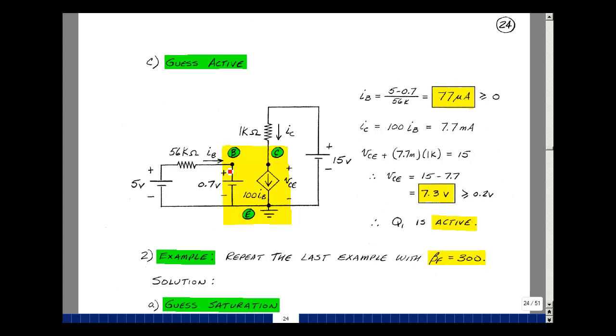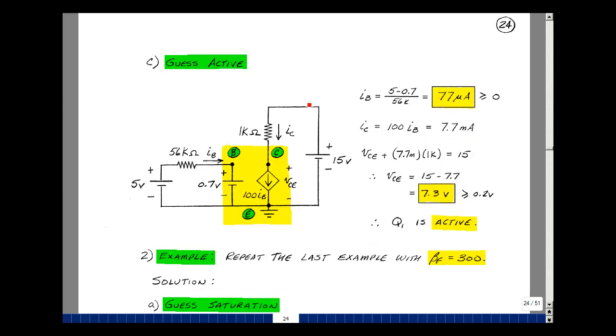We have (5 volts minus 0.7) divided by 56K, which is 77 microamps, and that is greater than or equal to 0. The current that's in the collector, though, is going to be beta F times that base current. 100 times that is 7.7 milliamps. And now I can solve for the voltage across here.